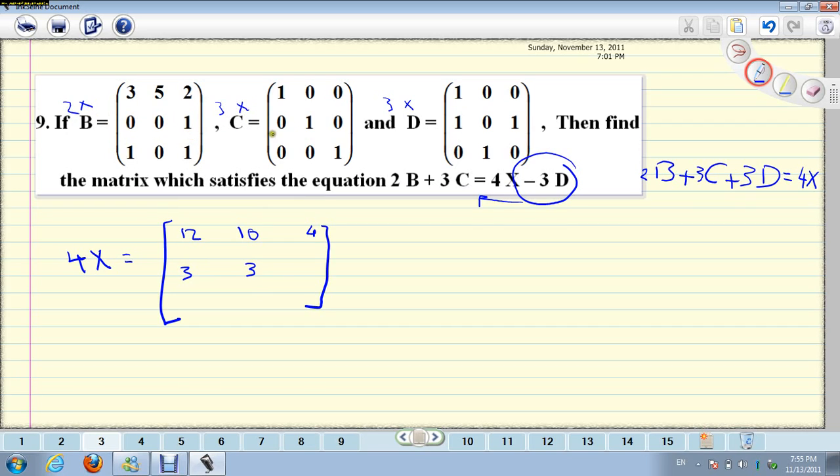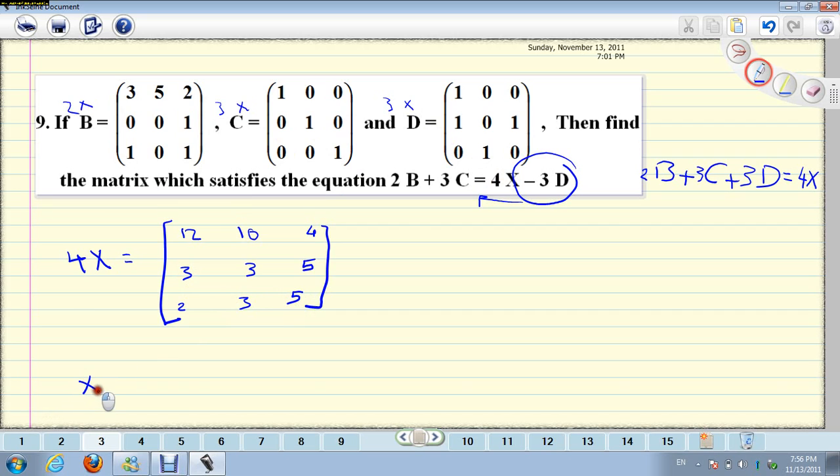2 times 1, it's 2. 3 times 0, 0. And 3 times 1, it's 3. So 2 plus 3, it's 5. 2 times 1, it's 2. Plus 3 times 0, it's 0. And 3 times 0, it's 0. So the answer here is 2. 2 times 0 vanished, 3 times 0 vanished, and 3 times 1 it's 3. Last one, 2 times 1 it's 2, 3 times 1 it's 3, and 3 times 0 it's 0, and we add them, so the answer here is 5.